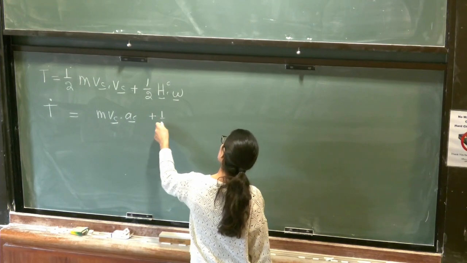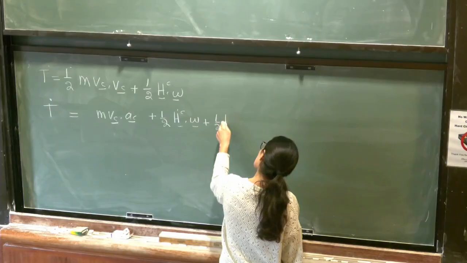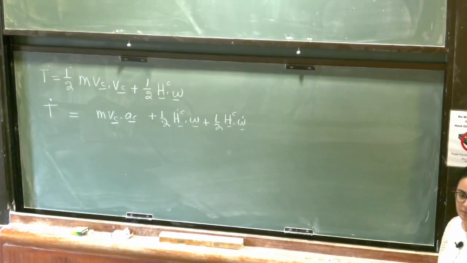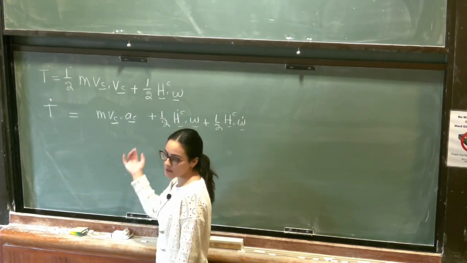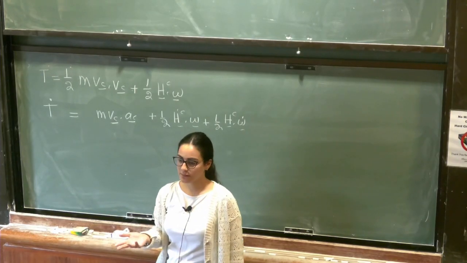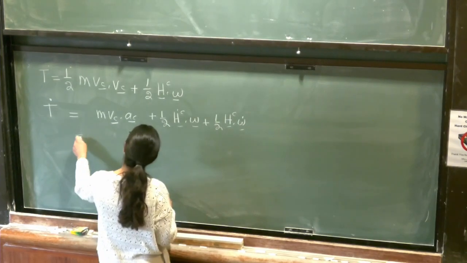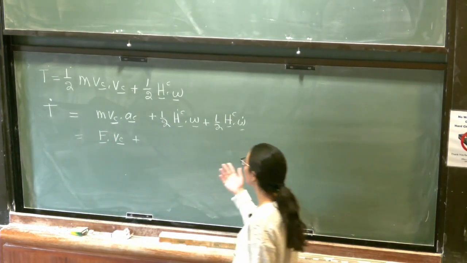Plus half, using the product rule, h dot c dot omega plus half hc dot omega dot. Product rule, calculating the derivatives. Now this term I can write as MAC, what is it? Force F is equal to MAC. So that's equal to F dot VC plus here.